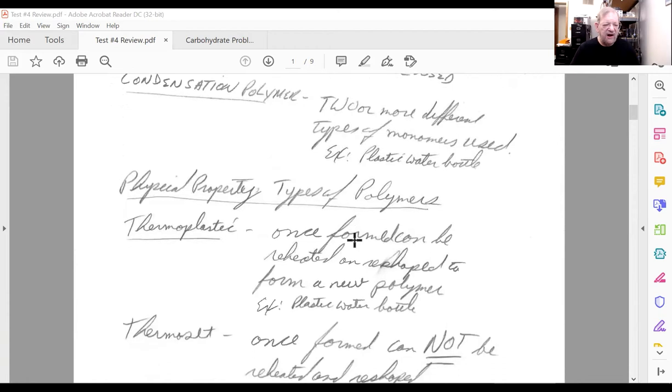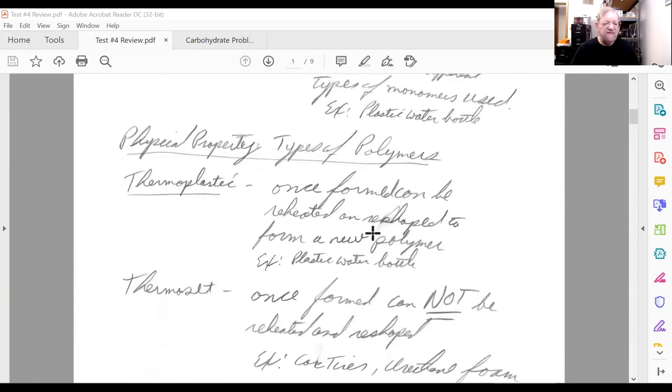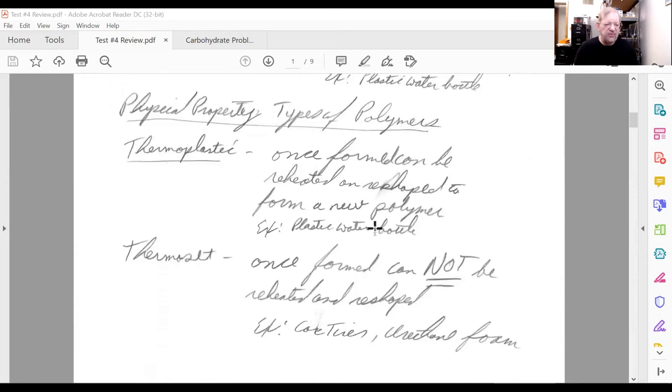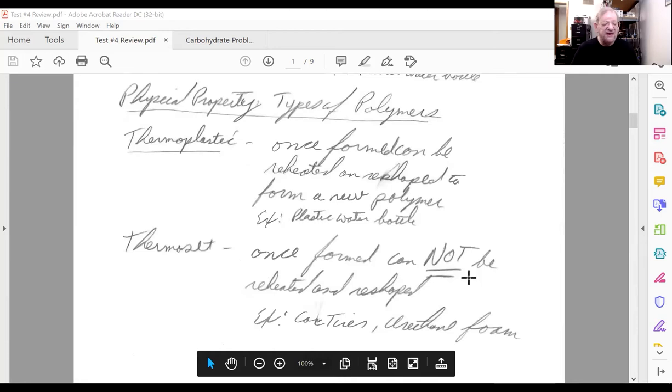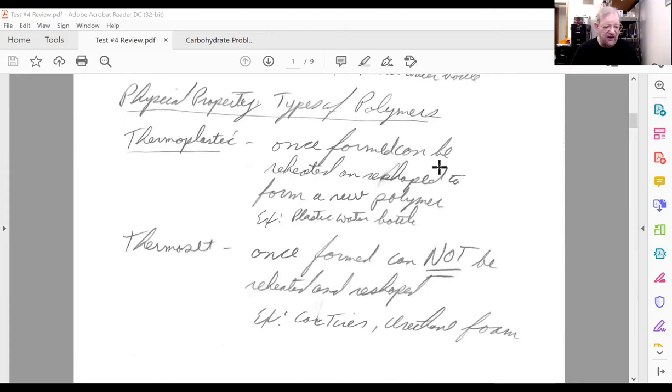Now, the other type of property is physical property. And there are two types. One is a thermoplastic. And a thermoplastic is a polymer that, once formed, can be reheated and reshaped to form a new polymer or substance. And an example of that is my water bottle. That's a thermoplastic. Now, a thermoset, once formed, cannot be reheated or reshaped. In other words, you can't recycle it. An example of that would be car tires, urethane foam pillows, or your car seats. They can't be reshaped or recycled.